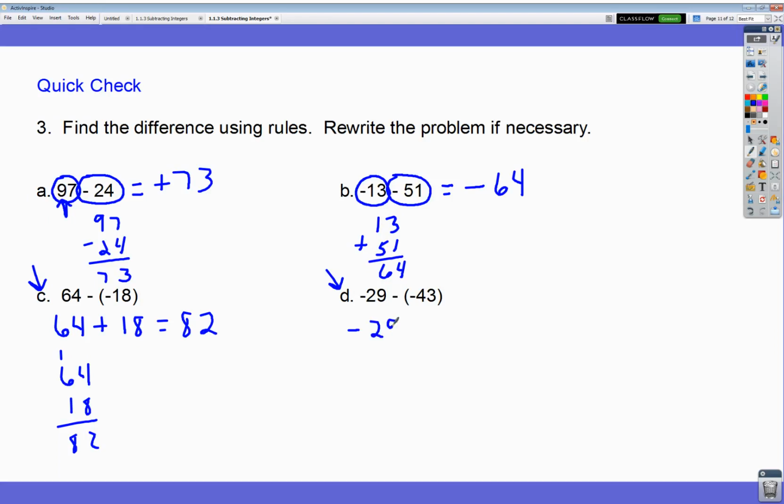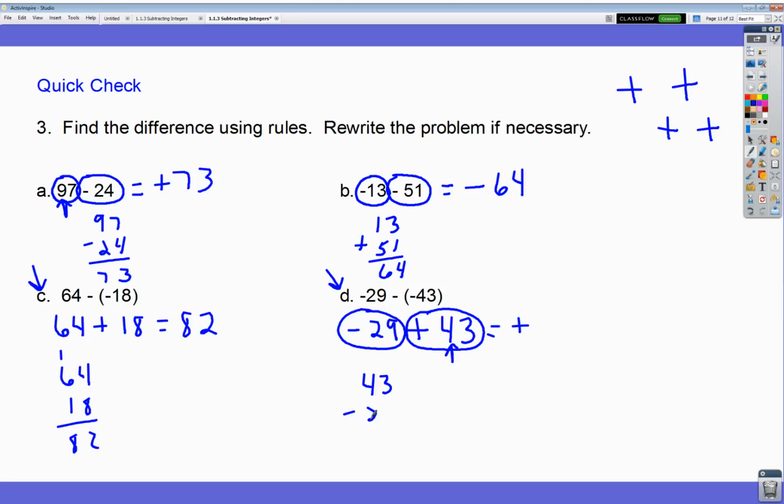This one I'm going to rewrite. Negative 29 minus a negative. A lot of times I think about that. I say minus a negative, and it just becomes plus. Okay, at any rate, let's move back down here. Plus 43. So we have one number that's negative, one number that's positive. So we need to subtract and keep the sign of the larger number, which is 43. So 43 minus 29. I'm going to regroup here. I have positive 14.